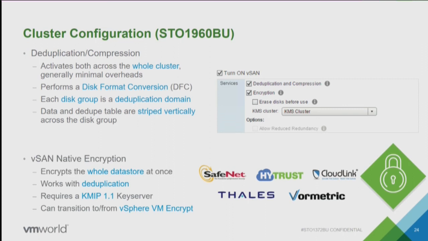You have to have a KMIP 1.1 key server. These are just a couple. These are by no means a comprehensive list. I just wanted to show you a few. And you can actually transition from VM encryption to vSAN data at rest encryption. And vSAN data at rest encryption works fine with encrypted vMotion. All right, and I shouldn't say work with because they don't actually touch each other. They're two completely separate things, but you can utilize both technologies on your vSAN cluster.